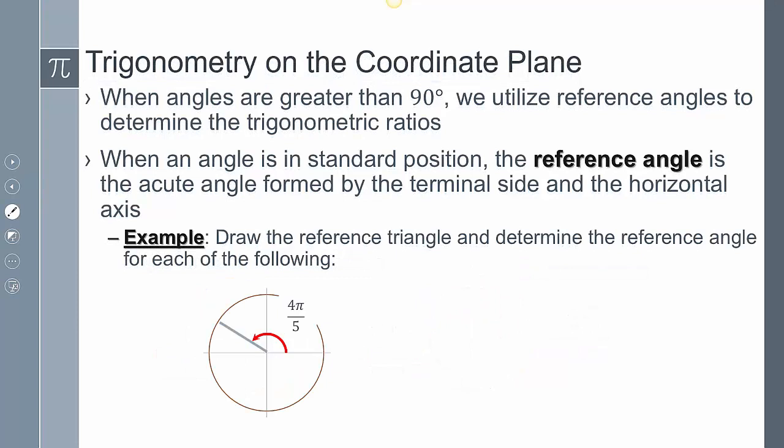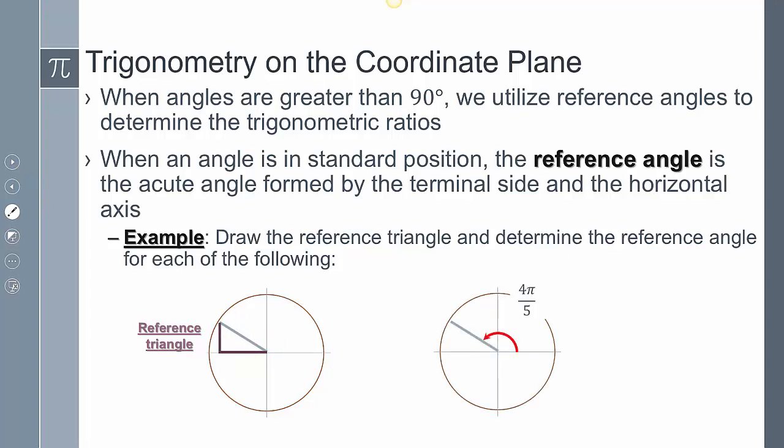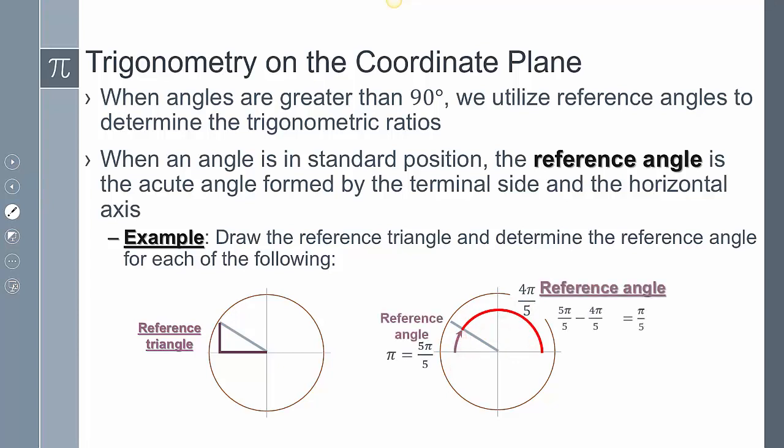Now let's take a look at an example when we have radians. So let's just say if I rotate 4 pi fifths, that means that this remaining piece right here is going to be my reference angle, so I can create my triangle like that. And so to be able to find that, if this is 4 pi fifths, the entire rotation is pi, or 5 pi fifths. And so to find that little piece there, I need to subtract them. 5 pi fifths minus 4 pi fifths gives me pi fifths, which is going to be my answer.